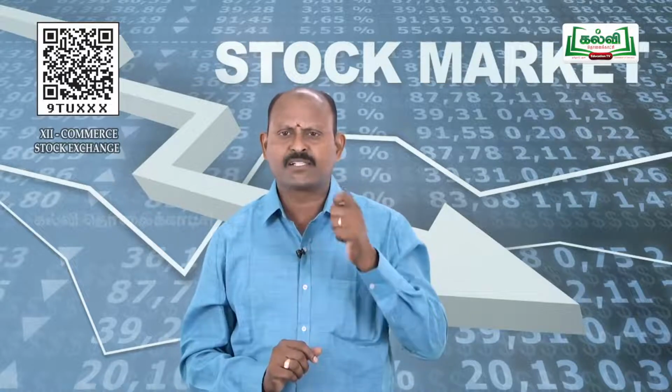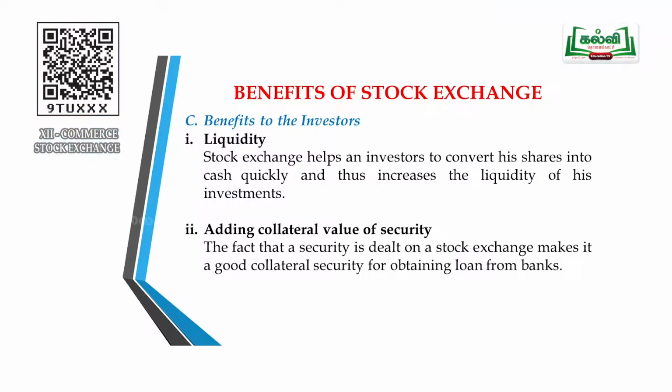Next is adding collateral value to security. It means if you have shares of a very big company, automatically you can get a loan from the bank. That is called security, and that security is called collateral security. The fact that the security is dealt on the stock exchange makes it a good collateral security for obtaining a loan from any bank in the country. So this is one of the advantages to the investors. And the investors' protection.